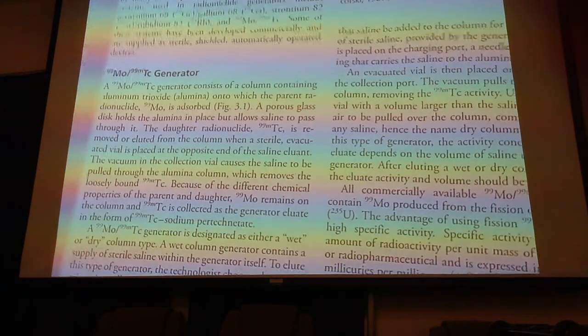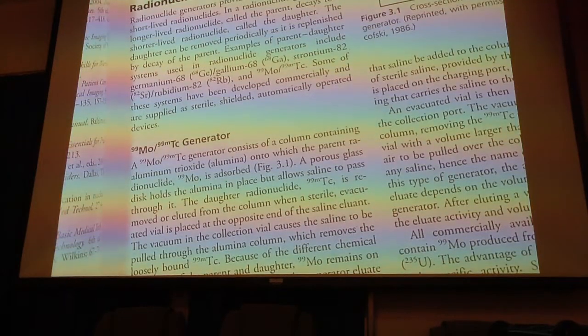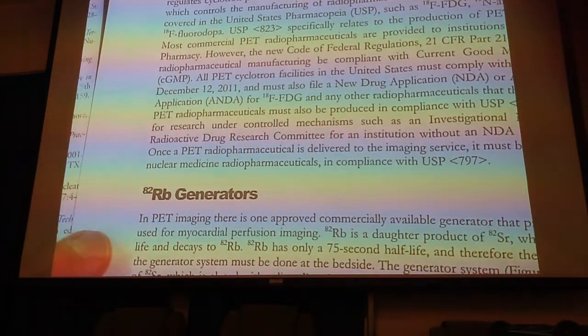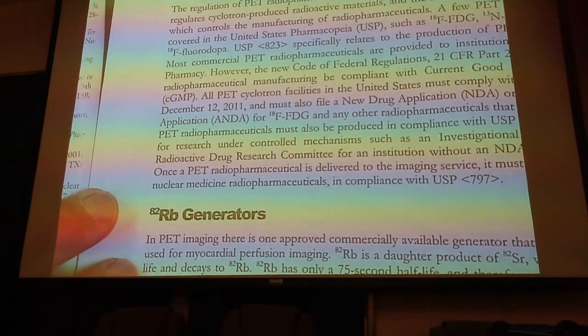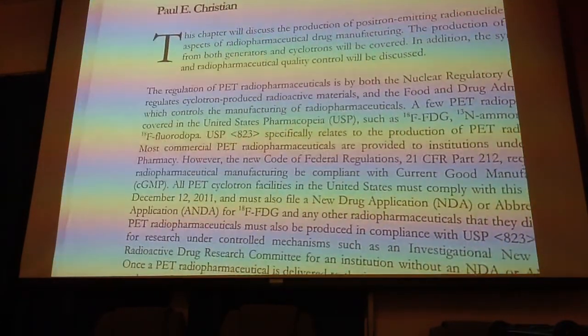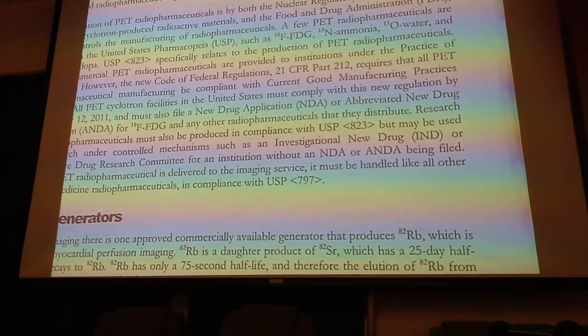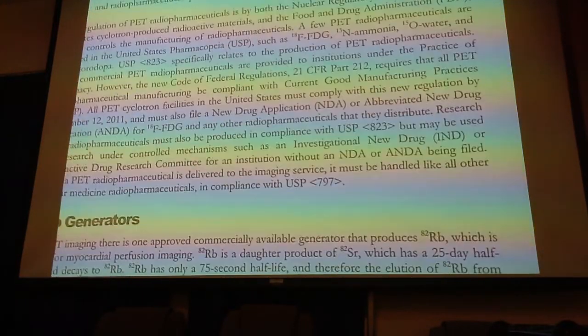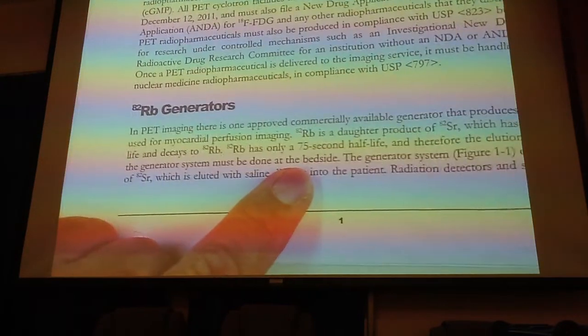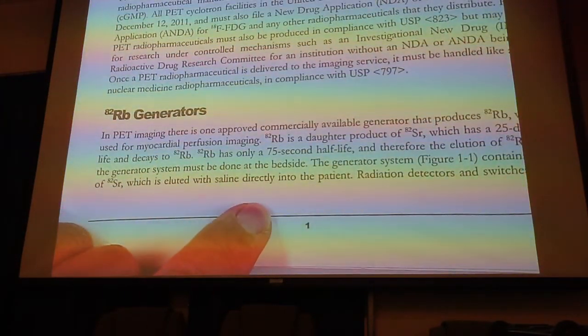Okay, but anyway, the first thing that they talk about is the generator system in PET production. Some of the things you need to be aware of is that the strontium is made in a particle accelerator, and when it decays, we have a 25-day half-life for the parent and a 75-second half-life for the daughter. So we have secular equilibrium.